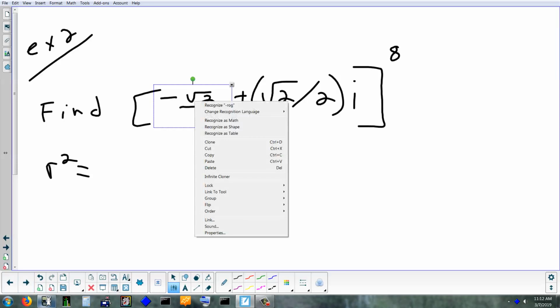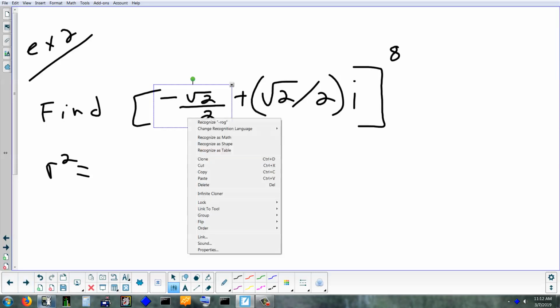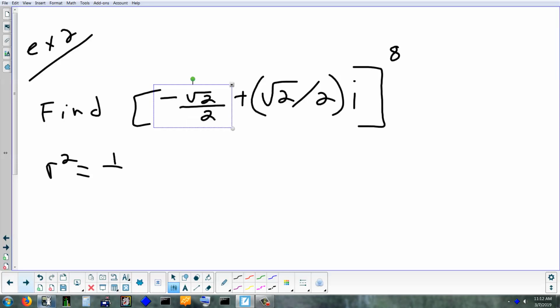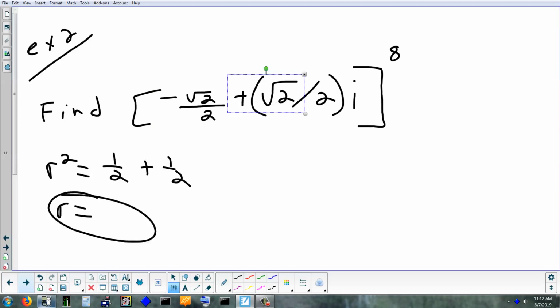Square it in the top, you get 2. Square it in the bottom, you get 4. So you get a half. And then you get root 2 over 2 squared. It's 2 over 4 again. So that's another half. So my radius squared is 1. What's my radius? Square root of 1, which is 1. So in that case, the radius is just 1.